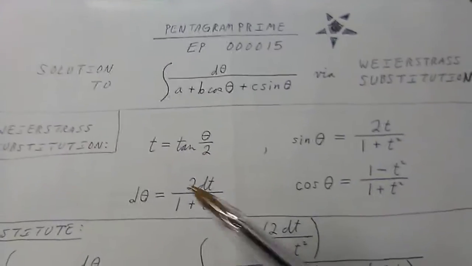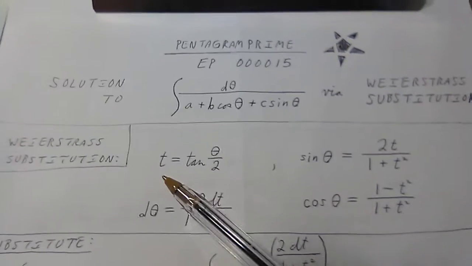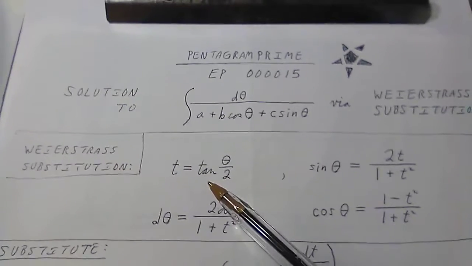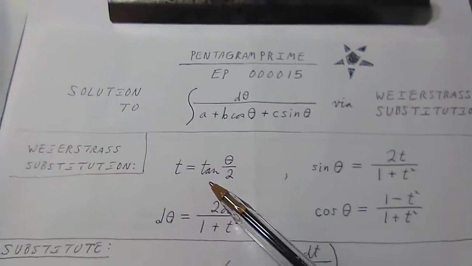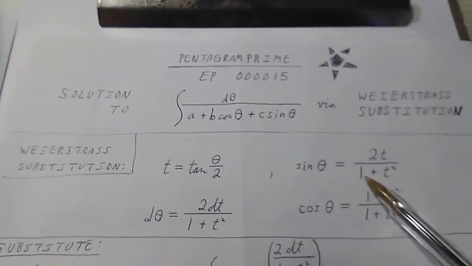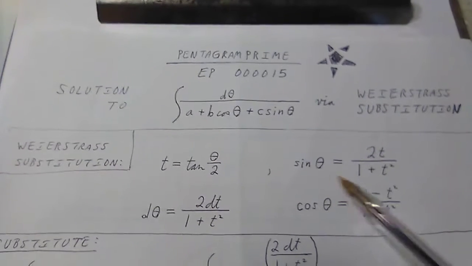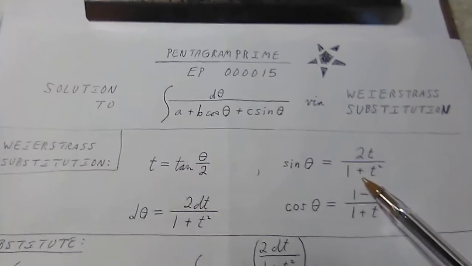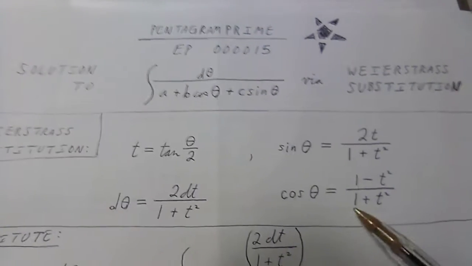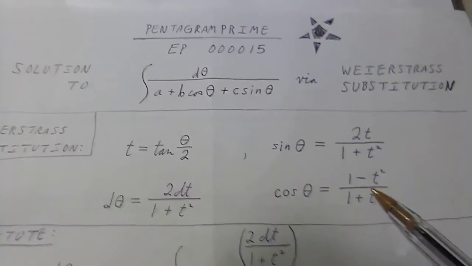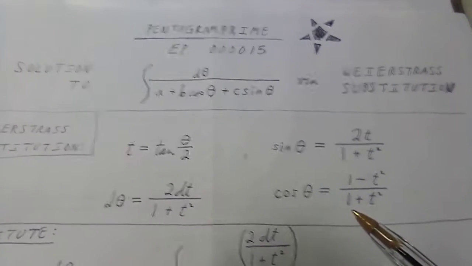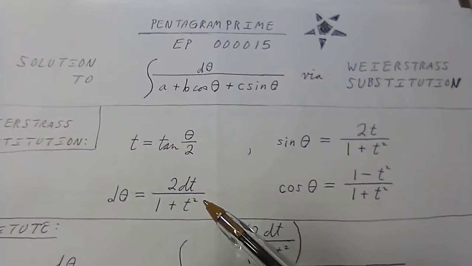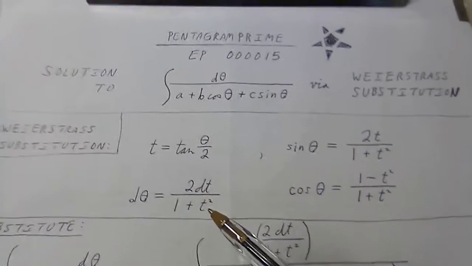So Weierstrass substitution basically involves taking the variable t and setting it equal to tangent of theta over 2. And what you get are these groovy little things that turn your thetas into t's. Sine theta equal to 2t over 1 plus t squared. Cosine of theta equal to 1 minus t squared divided by 1 plus t squared, and of course d theta equal to 2 dt over 1 plus t squared.